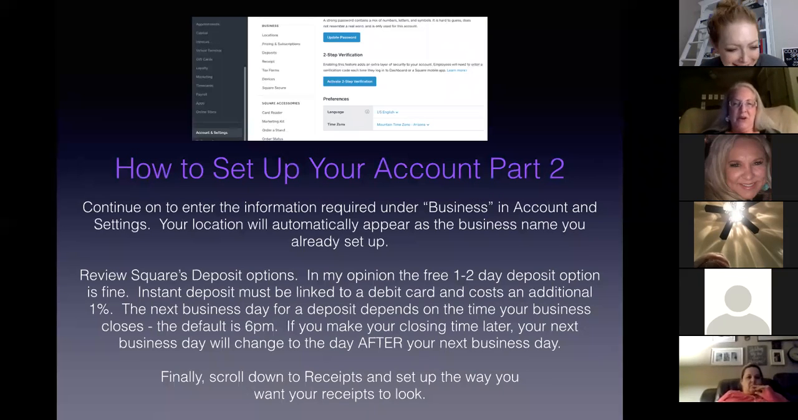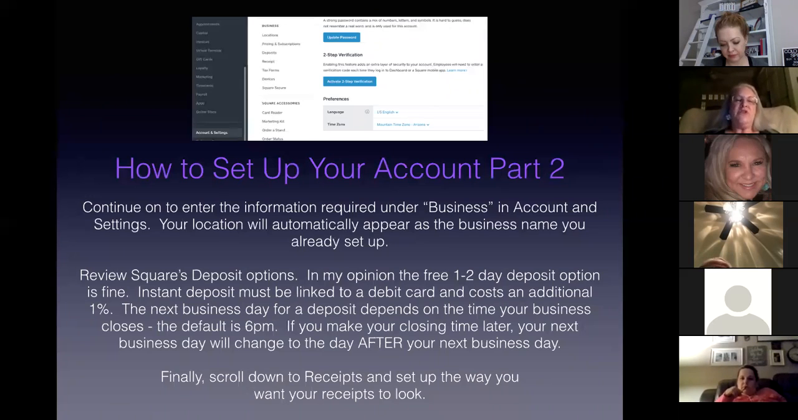Okay, so if you make your closing time later, and I played with this, I've tried to do everything wrong at least once. If you make your closing time later, let's say your event is running till 9 o'clock, well, your closing time is later. But if you make your closing time later, your next business day will change to the day after your actual next time it's morning.